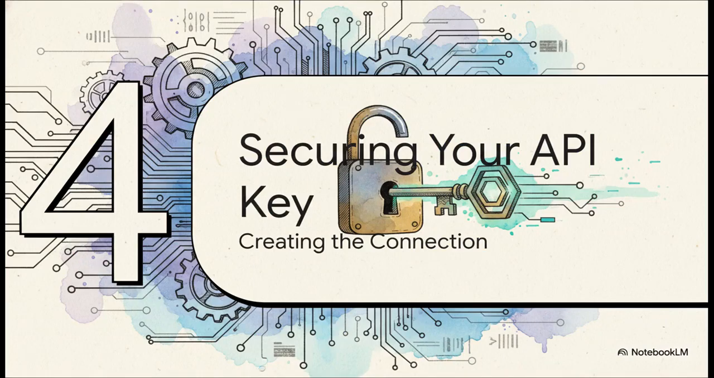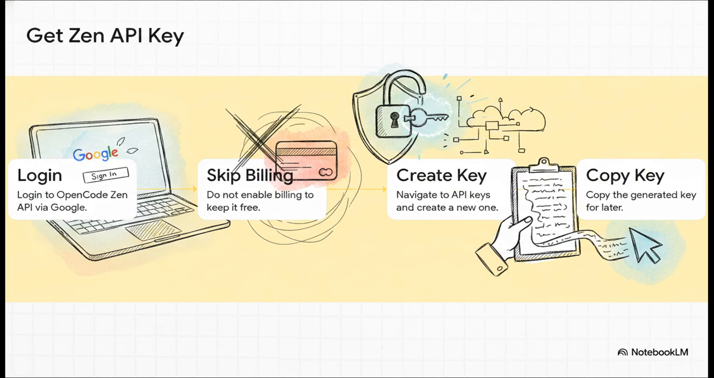Which brings us to Section 4, securing your API key, creating the connection. To make OpenCode actually talk to our free MiniMax model, we need a special password, which is known as an API key. Here's exactly how you generate that connection. Step 1, head over to the OpenCode Zen API website and log in. You can just hit continue with your Google account, nice and easy.